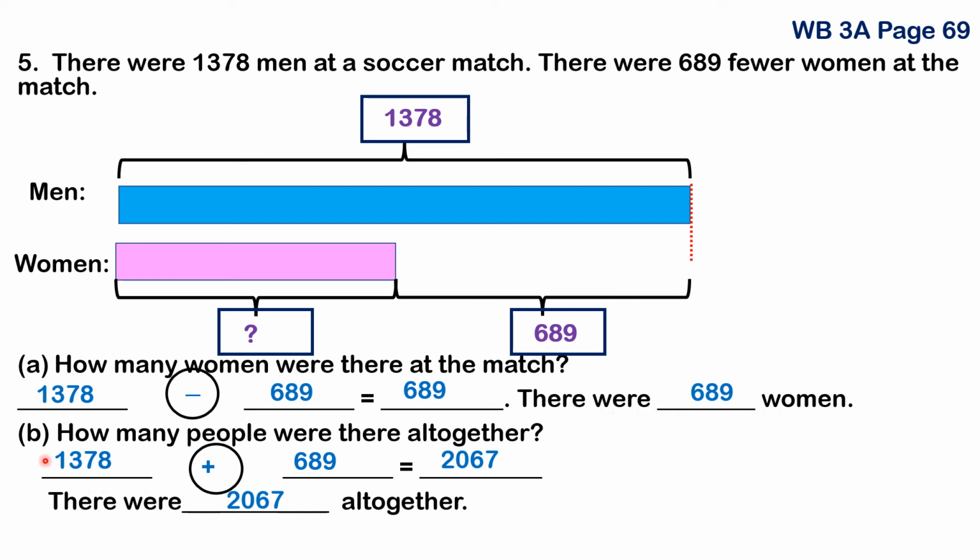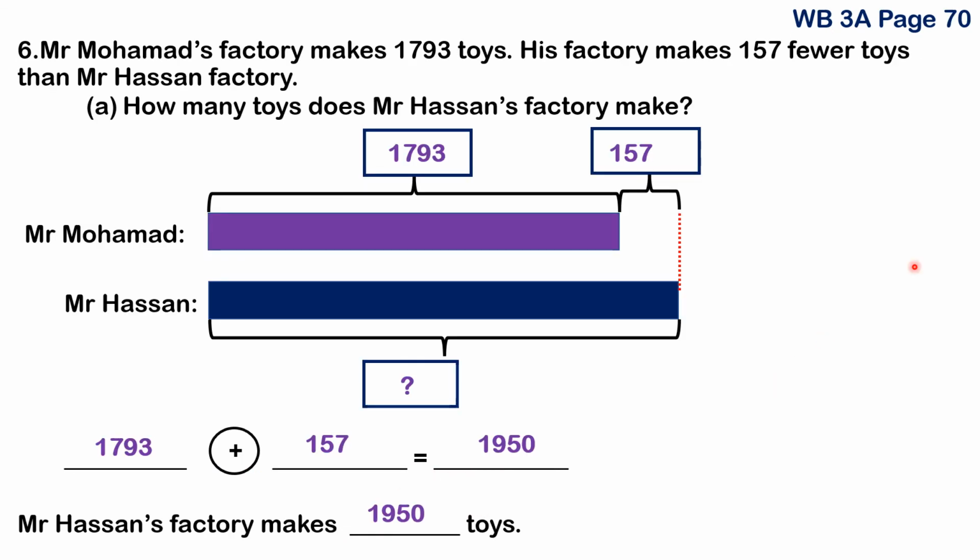Okay. Now for part B, how many people were there altogether? So we have to add the number of men with the number of women just now to get 2,067 people at the soccer match. Now let's go to page 70 of your workbook, where we have question 6.